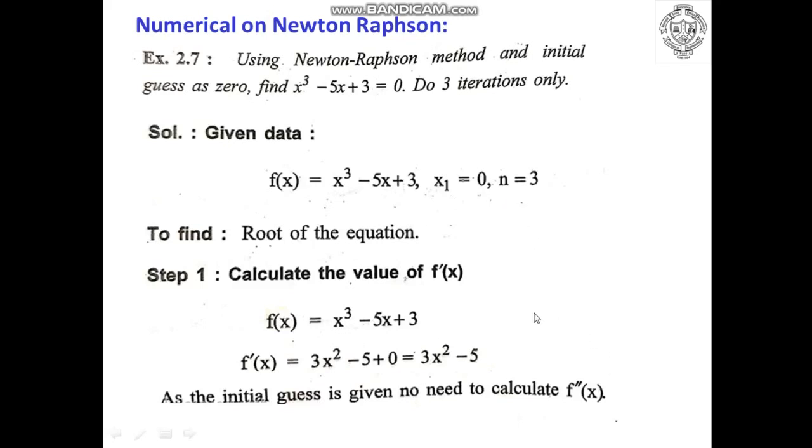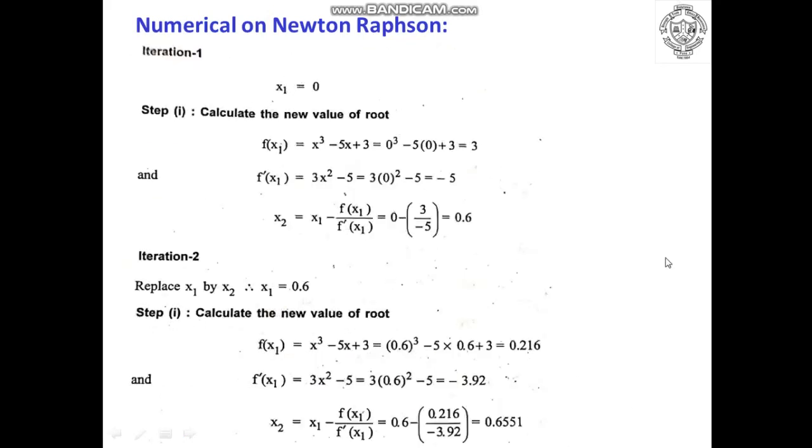and number of iterations is equal to 3. So first step in the Newton-Raphson method is to find out value of f dash of x. So I will differentiate this particular equation. I will get f dash of x is equal to 3x square minus 5 plus 0, which is 3x square minus 5. So differentiation of x cube will be 3x square, 5x will be 5, and 3 is constant, so it will be 0. So f dash of x becomes 3x square minus 5. As the initial guess is given, there is no need to calculate f double dash of x. So we will go for first iteration.